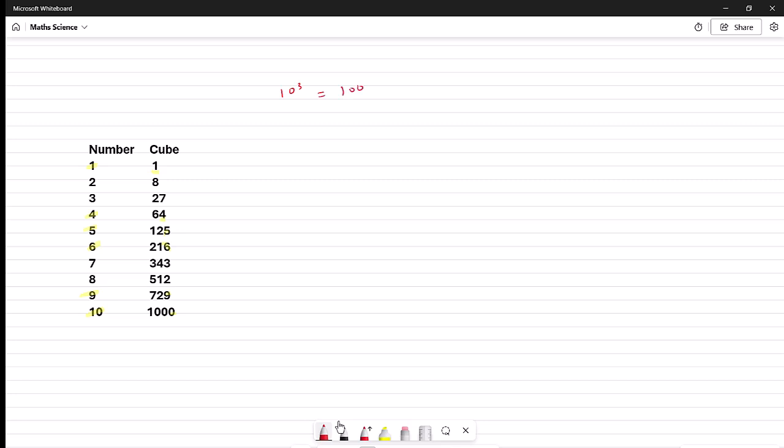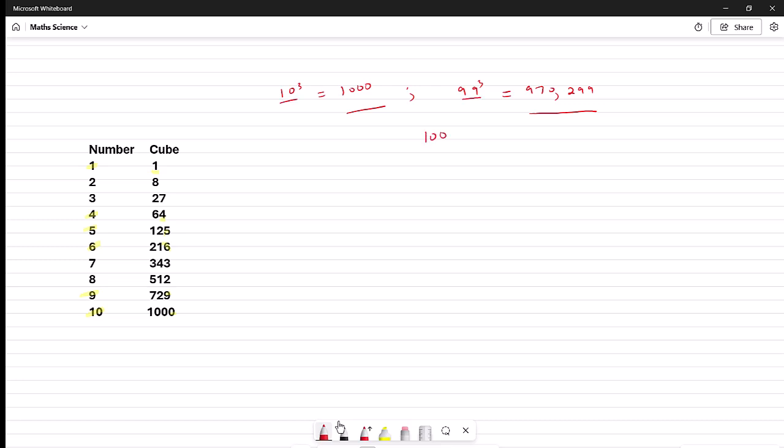It is 1000. And then the cube of 99, so the last 2-digit number before 100 starts, is what? 970,299. So that means for any number that is between 4-digit and 6-digit long, the cube root of that number would be a 2-digit number.